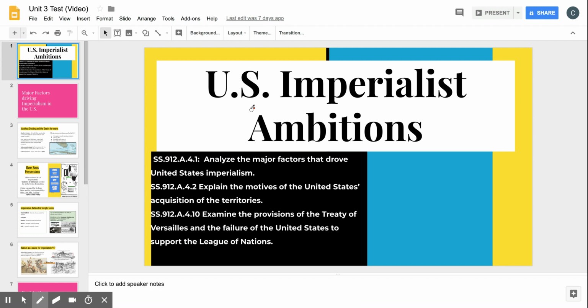And today, what we're going to be looking at and exploring is the U.S. imperialist ambitions. What we want to try to do is understand what is imperialism, what is an ambition. An ambition is something you strive for. And we're going to be looking at this first benchmark 4.1. It says, analyze the major factors that drove the United States imperialism. So let's just get started.